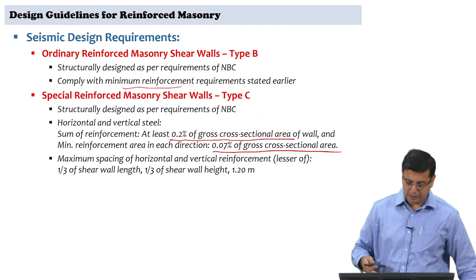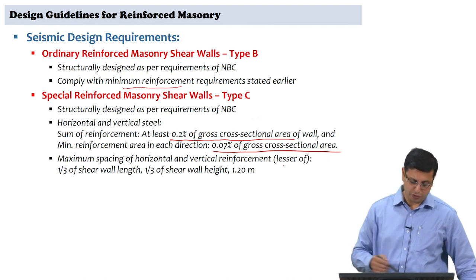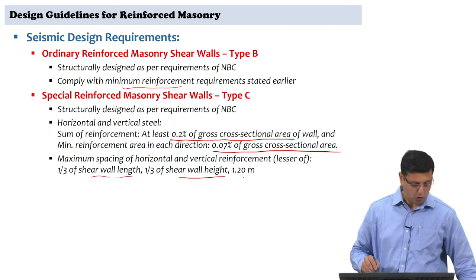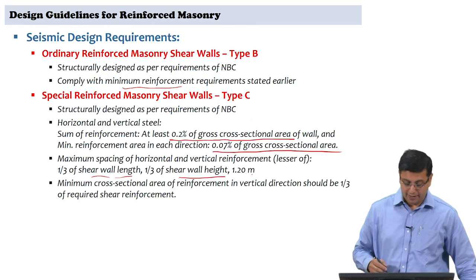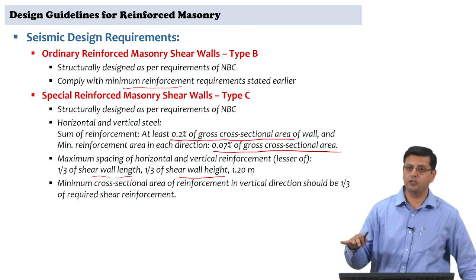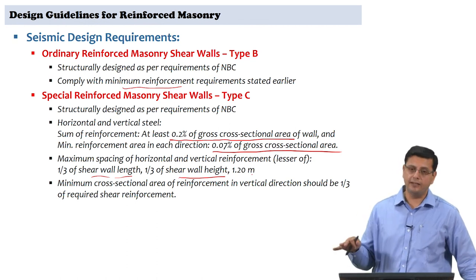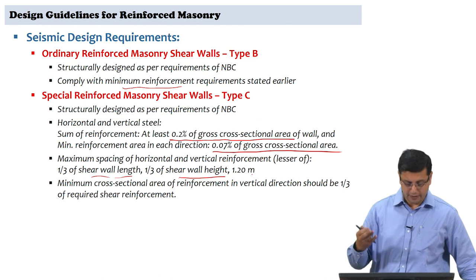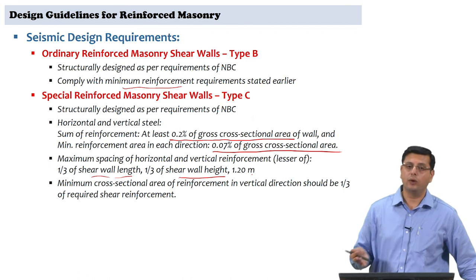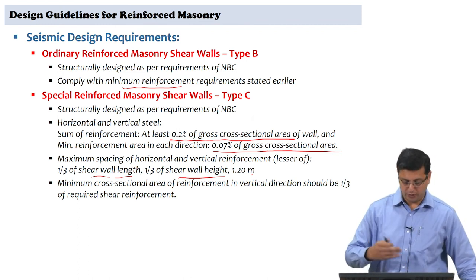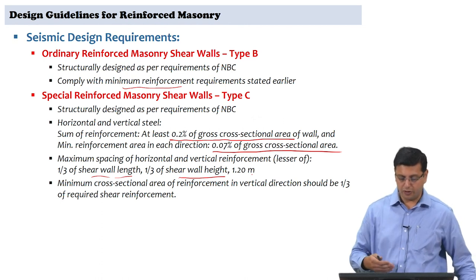Also, the maximum spacing of horizontal and vertical reinforcement should be the lesser of either 1/3 of the shear wall length or 1/3 of the shear wall height or 1.2 meters, lesser of the three values. And in terms of how much horizontal steel you are providing and how much vertical steel you are providing, typically your vertical steel will be more than the horizontal steel. The minimum cross-sectional area of reinforcement in the vertical direction should be at least 1/3 of the requirement of the shear reinforcement. So, this link between the two is essential.